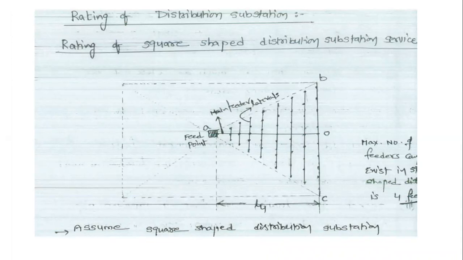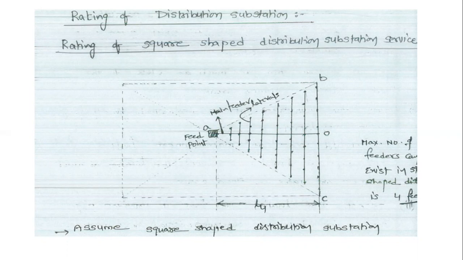Next, what are the factors affecting the rating of a distribution substation? The first one is the type of load, or the nature of the load. That load is commercial, residential, or industrial. First we observe which type of load is there. Next, the load density of the area fed through the substation. How much load density is there in the particular area, of any shape, will be observed.